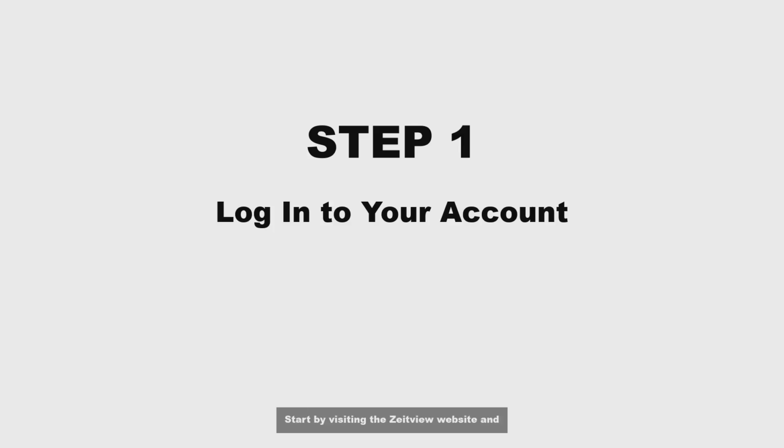Two-factor authentication (2FA) adds an extra layer of security to your account by requiring not only a password but also a second form of verification. Follow these steps to enable 2FA on Zeitview. Step 1. Log into your account. Start by visiting the Zeitview website and logging in with your username and password. Ensure that you have access to your account before proceeding.